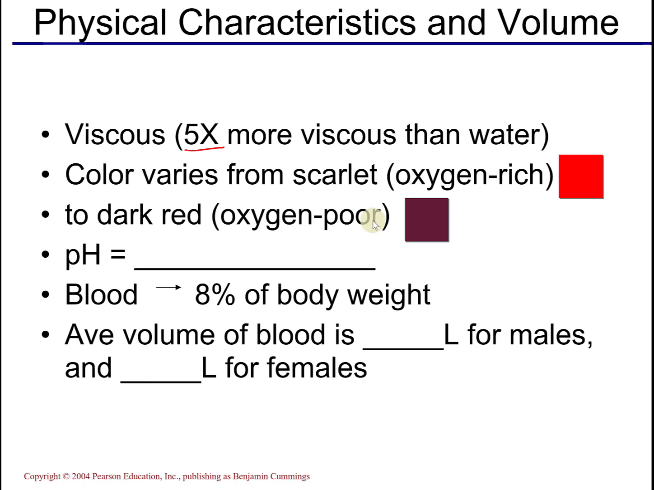Some of the models that you might have looked at will show the veins as being blue. So they color the veins blue and the arteries red. If you've dissected a cat or a fetal pig, they'll often inject blue latex into the veins and red latex into the arteries. However, blood is never blue. The reason they do this is to help you identify them.